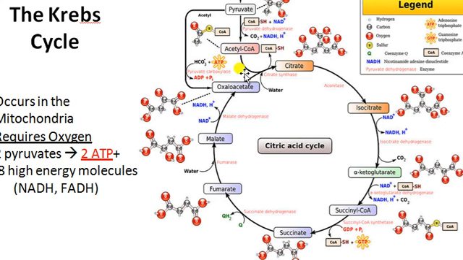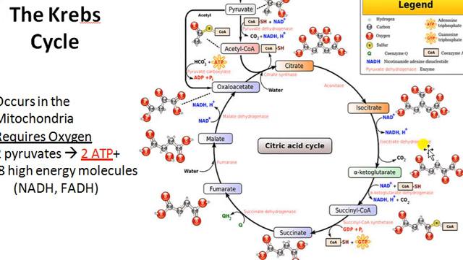Next, this acetyl coenzyme A forms citrate in the presence of citrate synthetase. Here the coenzyme is removed, then the coenzyme is reutilized. Then this citrate, in the presence of aconitase, forms isocitrate. Then isocitrate forms alpha ketoglutarate in the presence of isocitrate dehydrogenase.